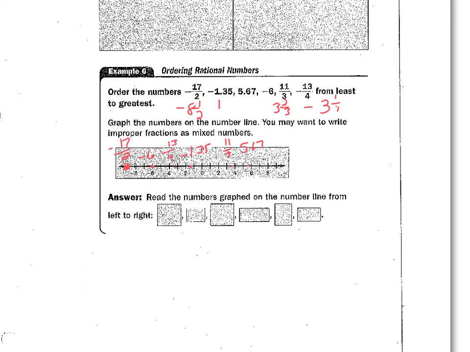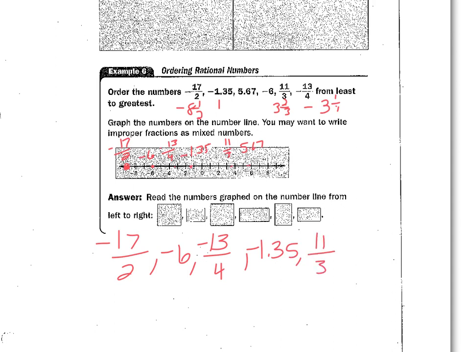And all you have to do is list them in the order that they are. So it's negative 17 over 2, negative 6, negative 13 over 4, negative 1.35, 11 over 3, and 5.67.